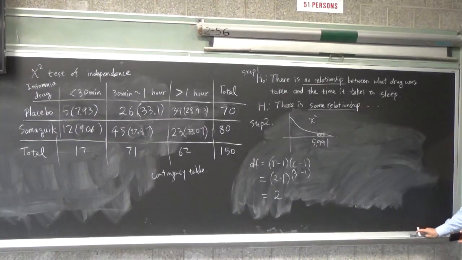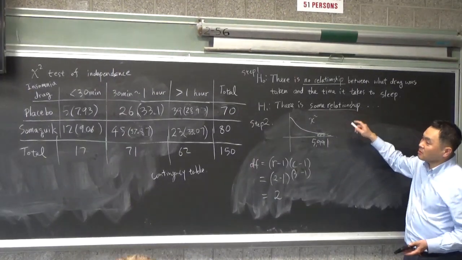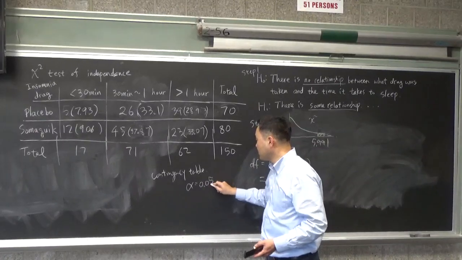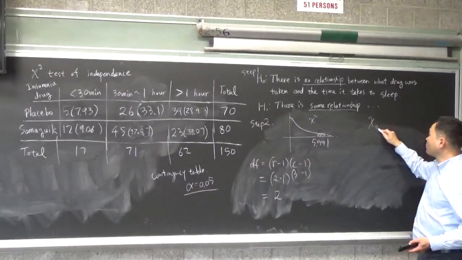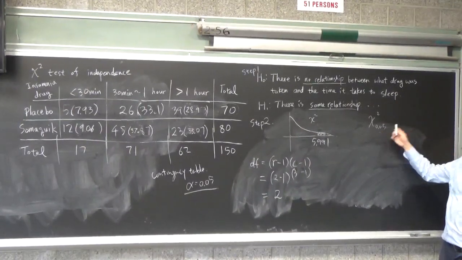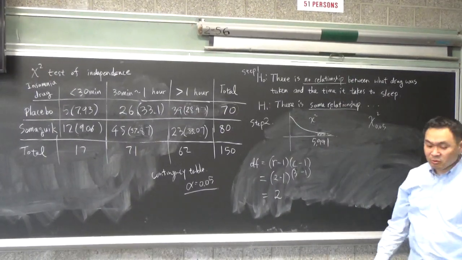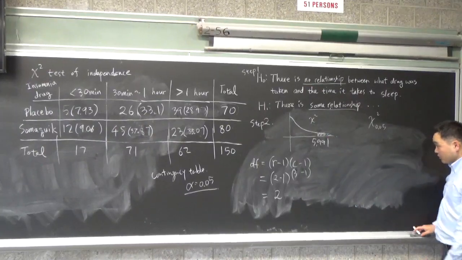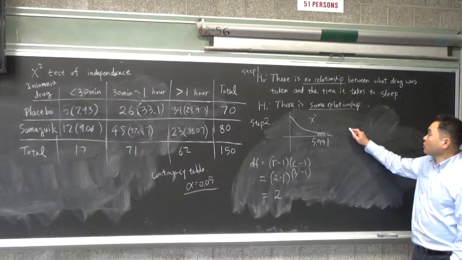Okay, if you look at the table of chi-square values, we're going to assume that the significance level alpha is 0.05. If you look at chi-square 0.05 with degrees of freedom 2, this is the value that you get. So that's going to be the rejection region: if chi-square is bigger than that, we're in the rejection region. Now we have to go to step 3.